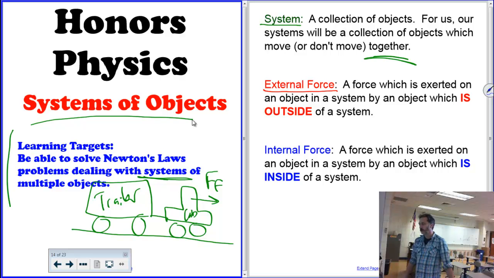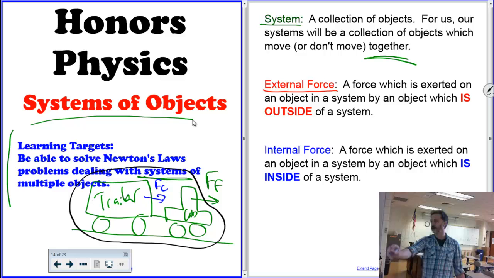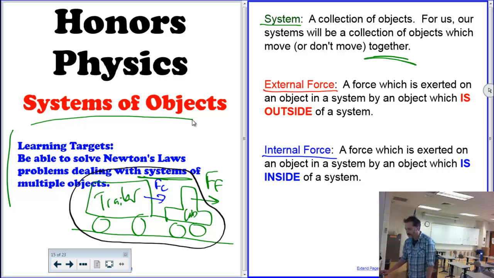Now, the reason the trailer moves is because the cab pulls it forwards. That is an internal force, right? Our system was defined to be the cab and the trailer. Friction comes from outside that system, so that's an external force. The cab pulling the trailer is an internal force because it's a force that comes from an object inside the system, okay? So, why do we care about all of this?